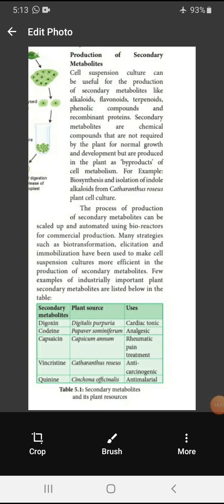The process of production of secondary metabolites can be scaled up and automated using bioreactors for commercial production. Nowadays, we use bioreactors to produce more secondary metabolites for commercial use. So today we commercially produce large amounts of secondary metabolites as therapeutic products. It can be done only with the help of bioreactors. Bioreactors are used for the growing or multiplication of secondary metabolites in large quantities. The secondary metabolites can be grown with the help of cell suspension culture by different methods.